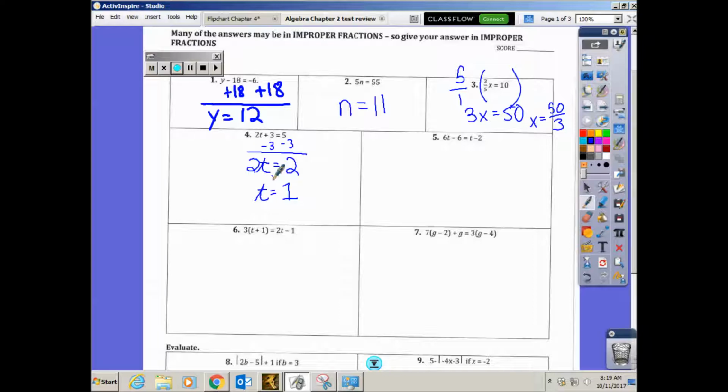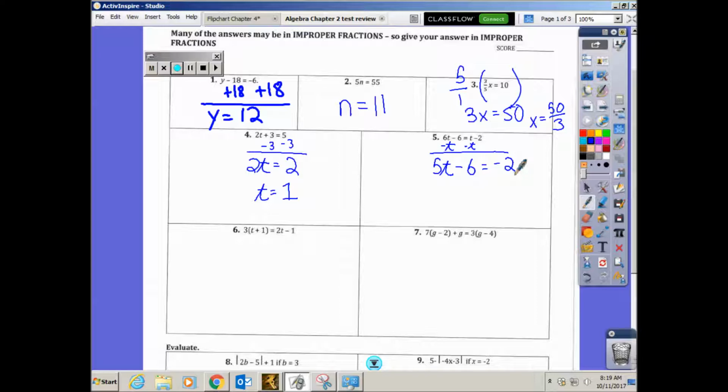Number 5 is our first problem where we have a variable on both sides of the equation. So I always tell the class to subtract or get rid of the variable term that has the smaller coefficient, which means the smaller number in front of the variable. This is like a little invisible 1. I'm going to subtract t from both sides. I get 5t minus 6 equals negative 2.